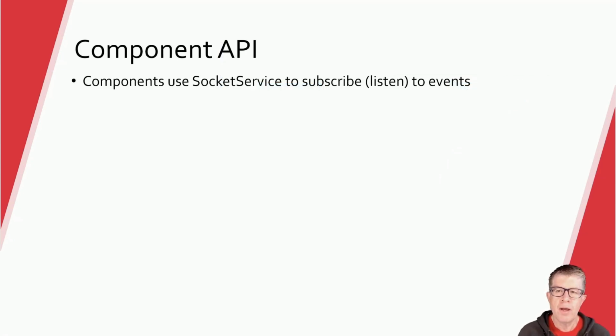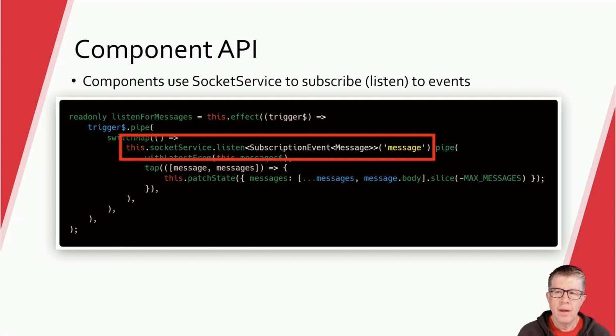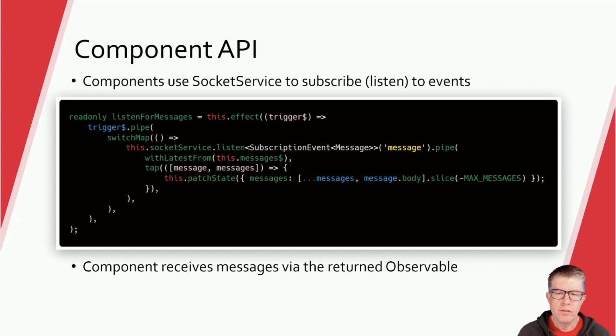So the component API for my socket service subscribes, it wants to listen to events, and this is implemented by calling the listen method on the service and providing a particular event type to listen to. In this case, this code listens to a chat message coming from the backend. And as you can see in the tap, this is just taking the messages and pushing the message's body into a piece of state in the component. So the component receives the messages via the returned observable from calling the listen method.